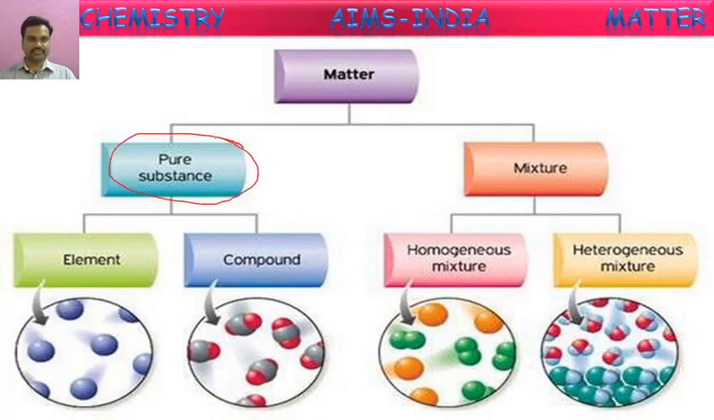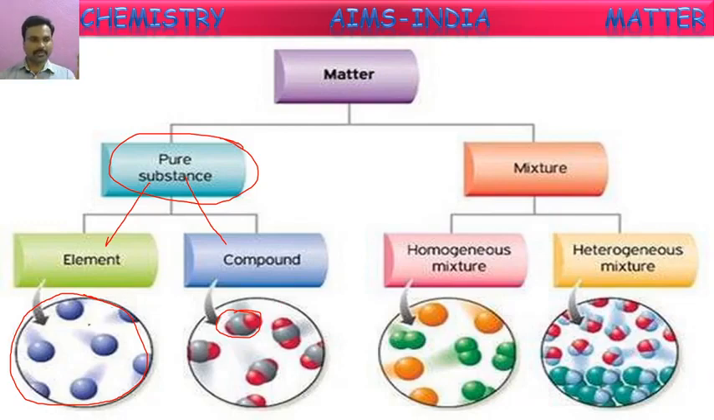Pure substances contain only one kind of composition, only one kind of particles in them. They are called pure substances. They are categorized into two types again, elements and compounds. Elements contain only one kind of atoms in them. Compounds contain molecules which are made up of more than one kind of atoms. See, different kinds of atoms are there in its molecules. So only one kind of molecules will be in the compounds, but these compound molecules are made up of more than one kind of atoms.